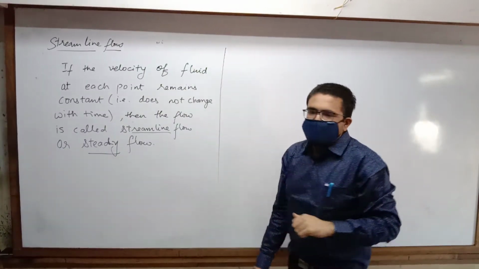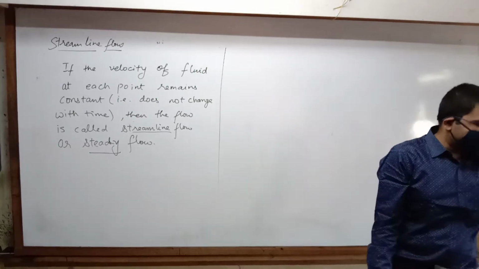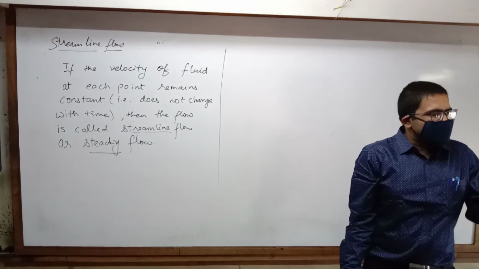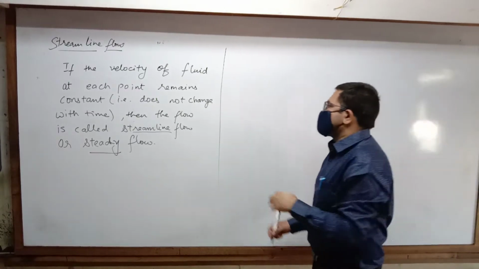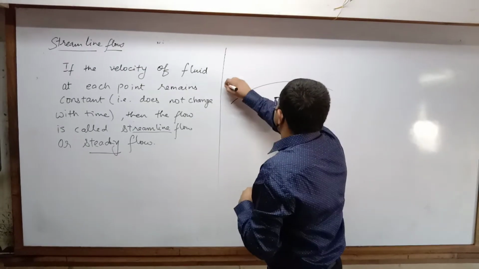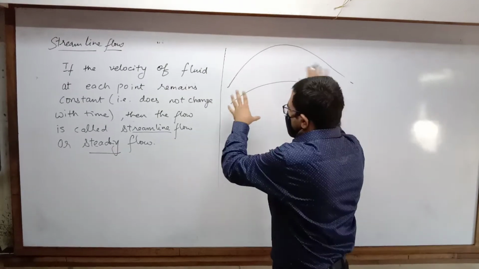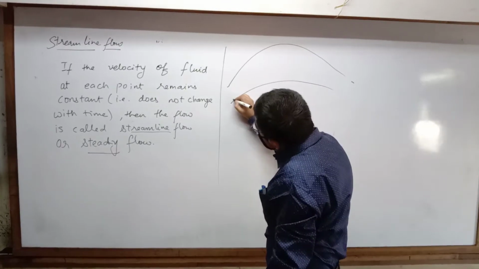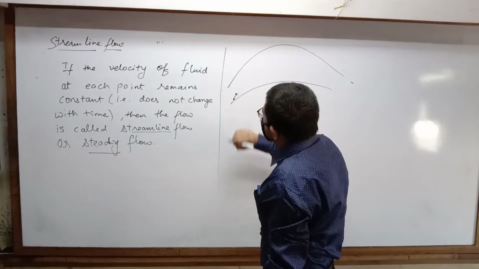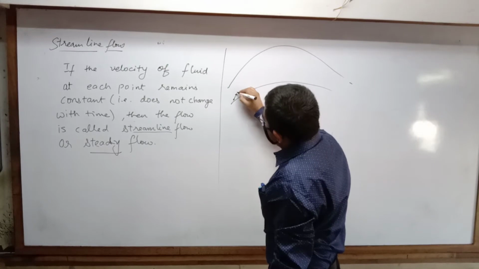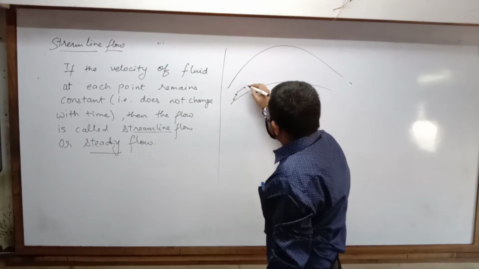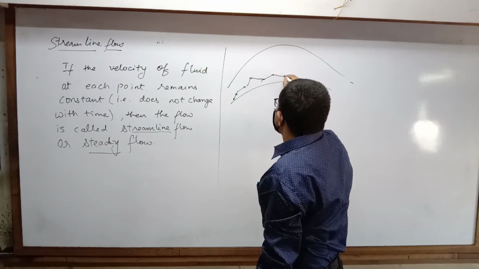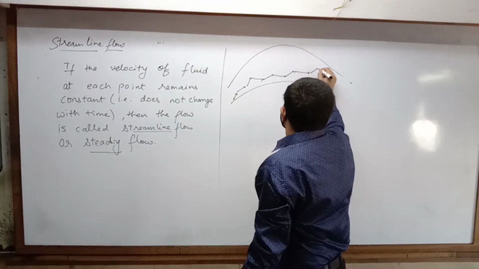So whenever we are talking about a streamline flow, we can actually mark out the velocities at different points. Let's say that there is some tube like this, for example. This is the shape of a tube in which fluid is moving. So suppose at this point the velocity is in this direction. Then at this point, let's say the velocity is in this direction. Then at this point, in this direction. Then it's here, here, here, here, and so on and so forth.